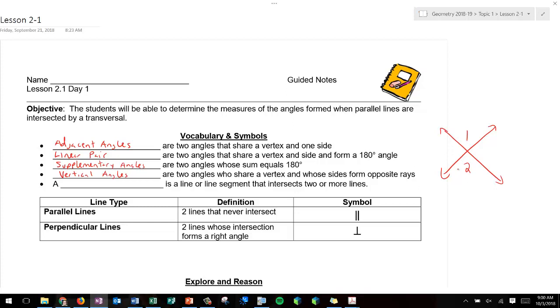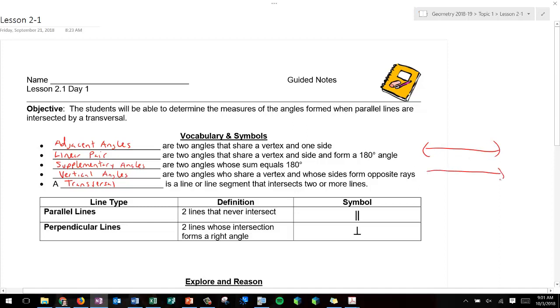And then the last thing, the new definition for us for this section, is when we have two or more lines being intersected by the same line. That line is called a transversal. An example of that is if I have this line here and this line here, the transversal will be in blue. It's going to be a line that cuts through two or more lines. So that's my transversal right there.